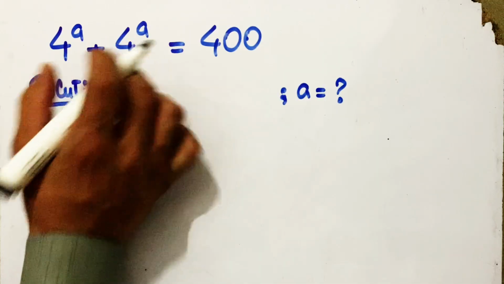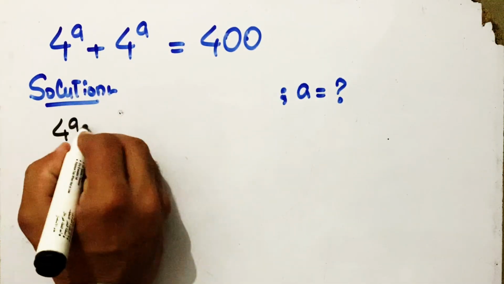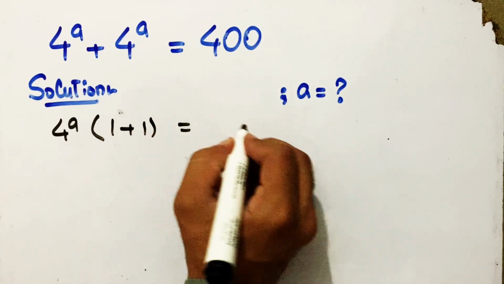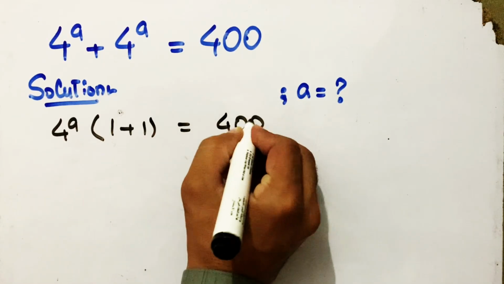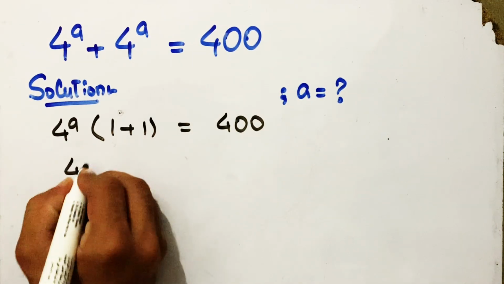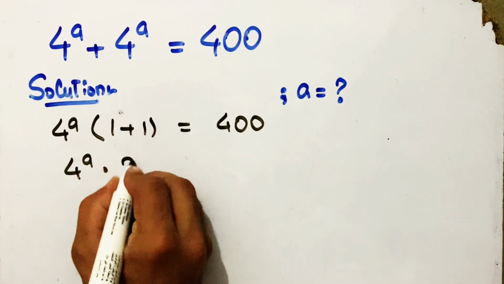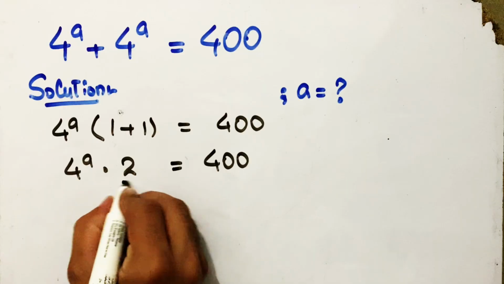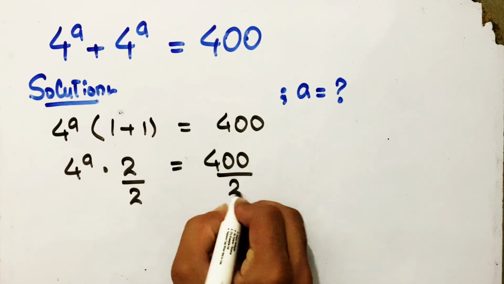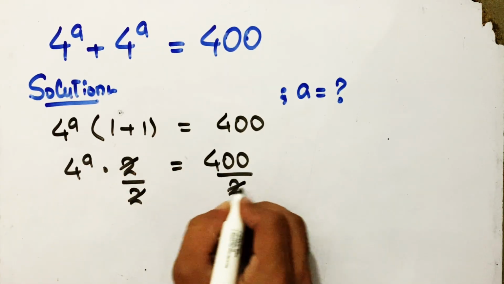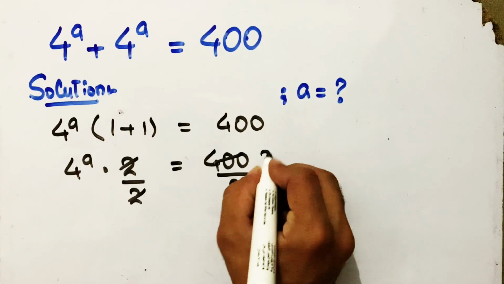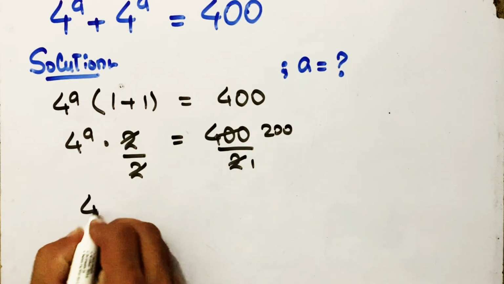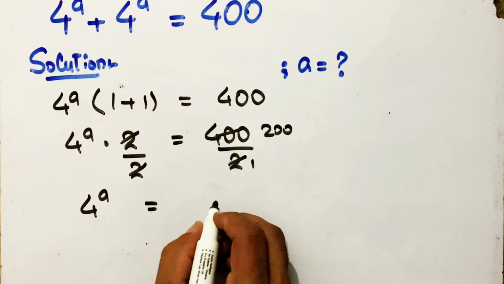If I take 4 to the power of a common here, we get 1 plus 1 equals 400. So 4 to the power of a, that is 1 plus 1 becomes 2, equals 400. Divide by 2 on both sides. The 2s cancel, and we get 4 to the power of a equals 200.